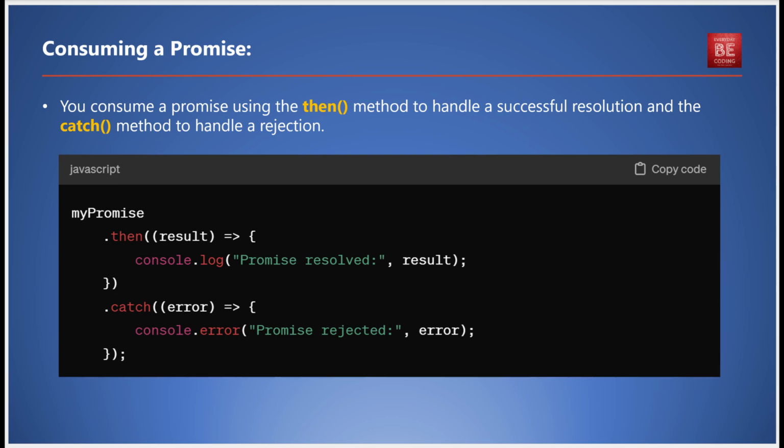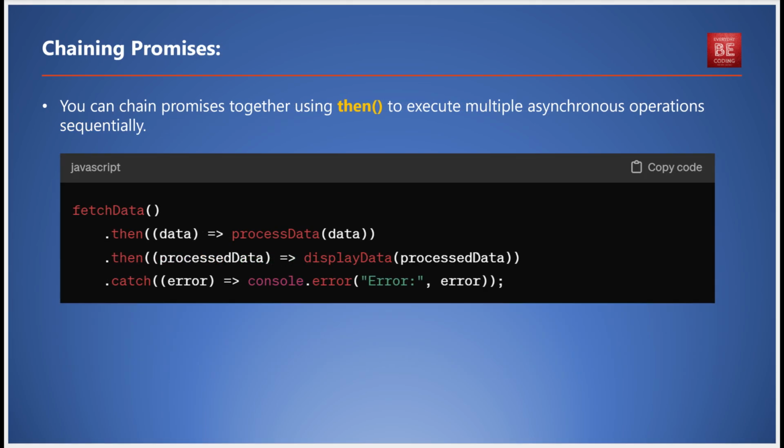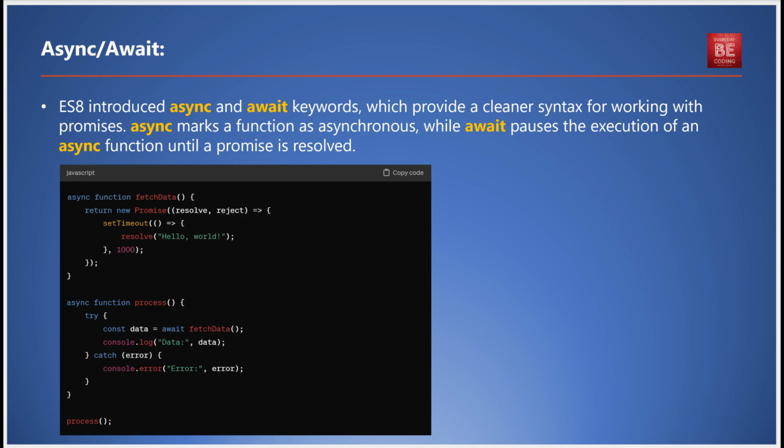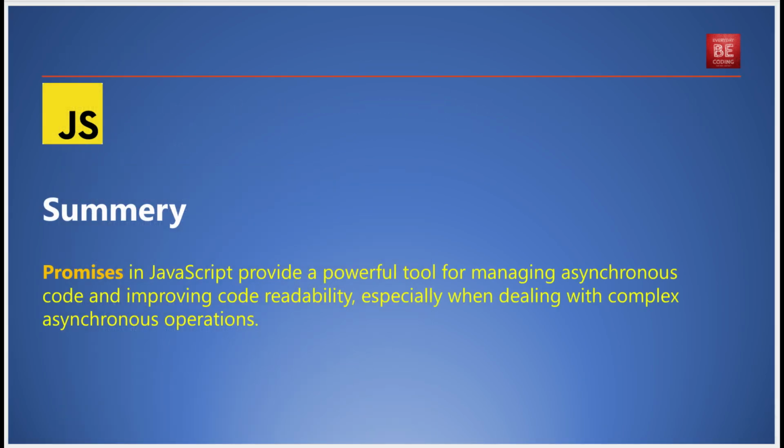But what if you want to execute multiple asynchronous operations sequentially? That's where the power of chaining promises comes into play. You can simply chain them together using the then method. Now, if you're looking for a cleaner syntax to work with promises, ES8 introduced the async and await keywords. The async keyword marks a function as asynchronous, while the await keyword pauses the execution of an async function until a promise is resolved. To sum it all up, promises in JavaScript are a powerful tool that offer a structured approach to handle asynchronous operations.